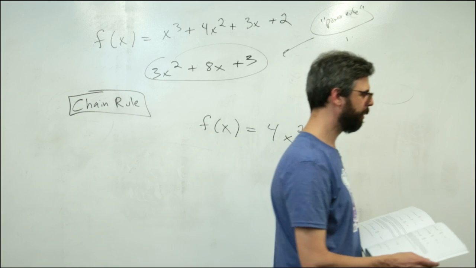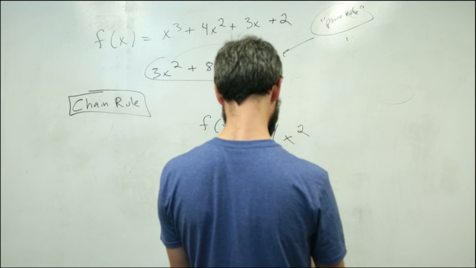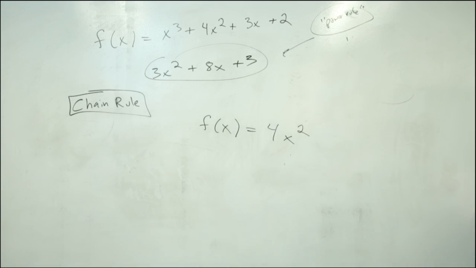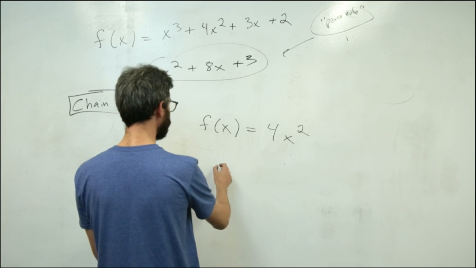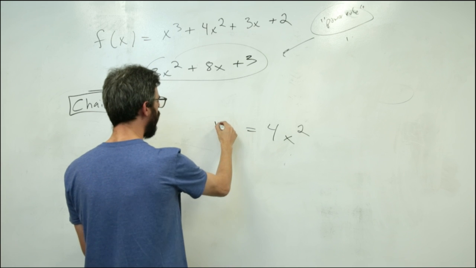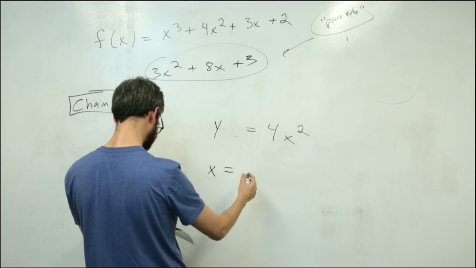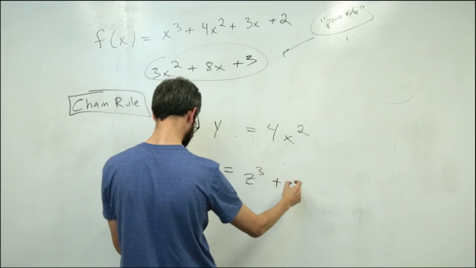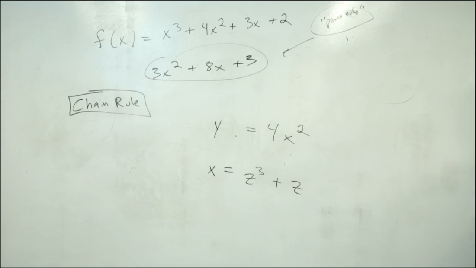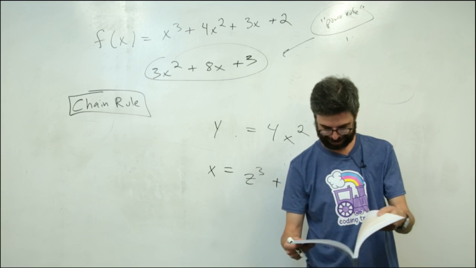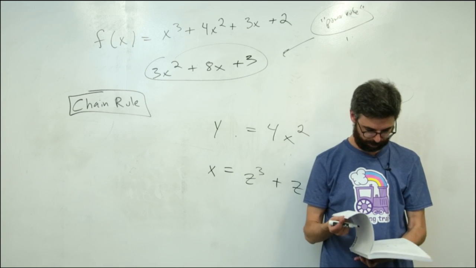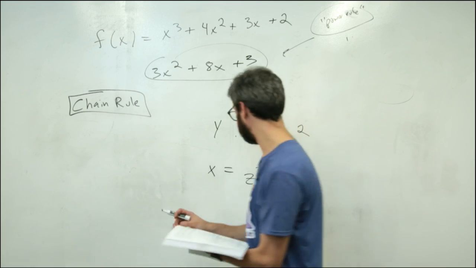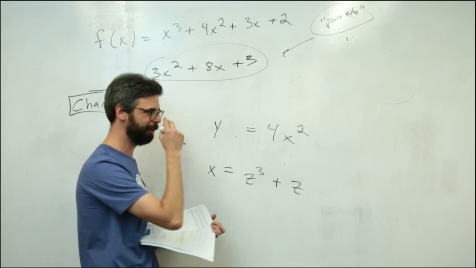So if I have one function, and then if I were to say, this doesn't make sense to me. Oh, yeah, I see. What if I said y equals 4x squared and x equals something like z to the third power plus z or something like that? Okay, hold on, let me come back to this. Let me see if I can map this out, then I'm going to erase it and do it as if I know what I'm talking about.